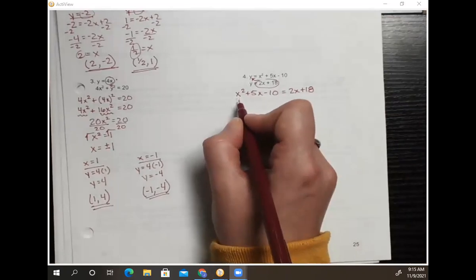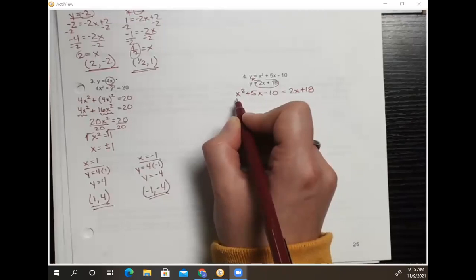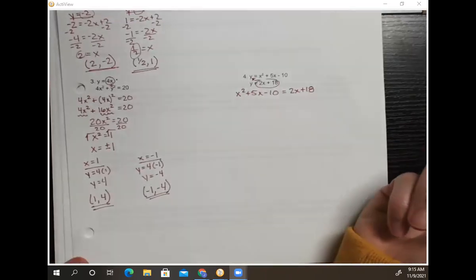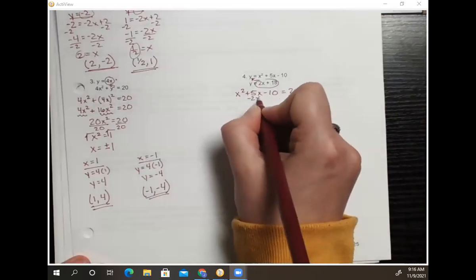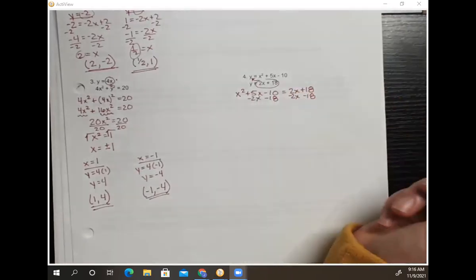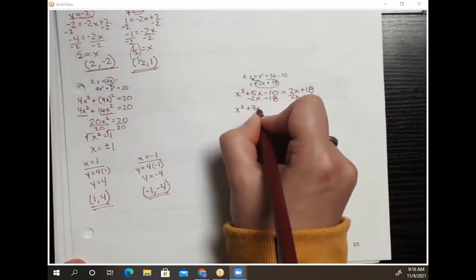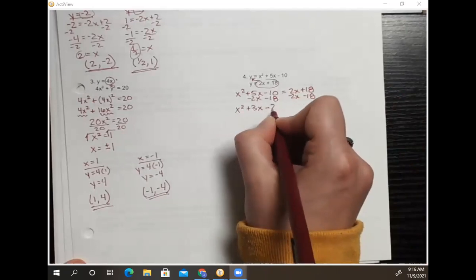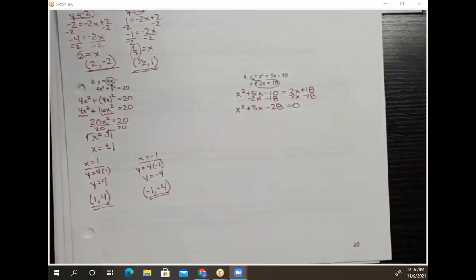I'd like to keep my x squared term with a positive lead coefficient, so I'm going to move everything over here. Okay, I'm going to move everything to the x squared side. That means this 2x needs to move over, and this 18 needs to move over. So I get x squared plus 3x minus 28 equals 0.